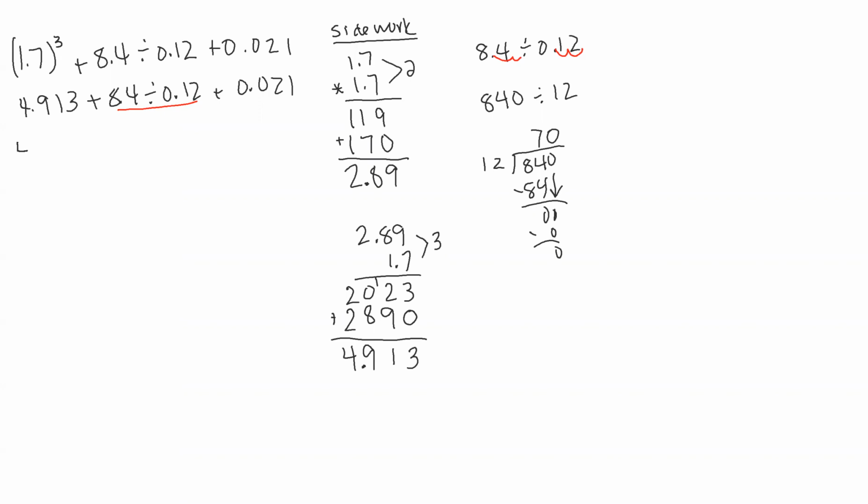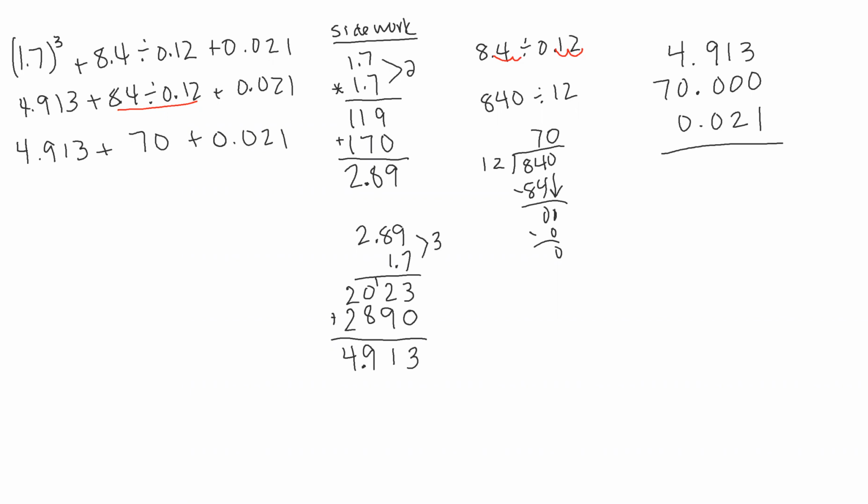And that's going to now give me 4.913 plus 70 plus 0.021. Okay. So now we can just add up everything. Remember, when you're adding, you want all of the decimal points to line up. So 70 doesn't have a decimal point. You always assume it's at the end. And I'm just going to add some zeros. All right. So 3 plus 0 plus 1 is 4. 1 plus 0 plus 2 is 3. 9 plus 0 plus 0 is 9. 4 plus 0 plus 0 is 4. There's nothing to add to the 7, so I drop it down. And our final answer would be 74.934.